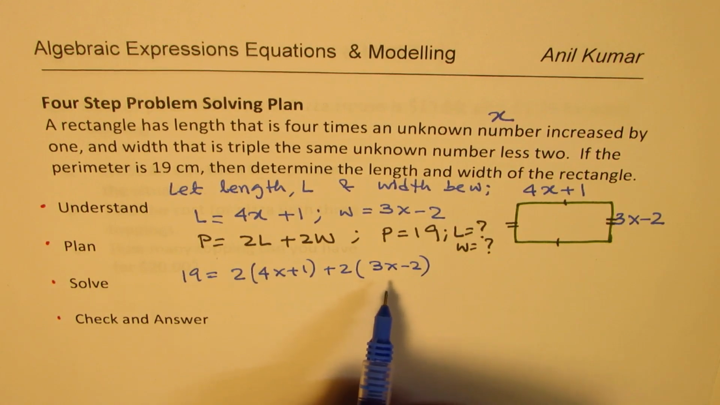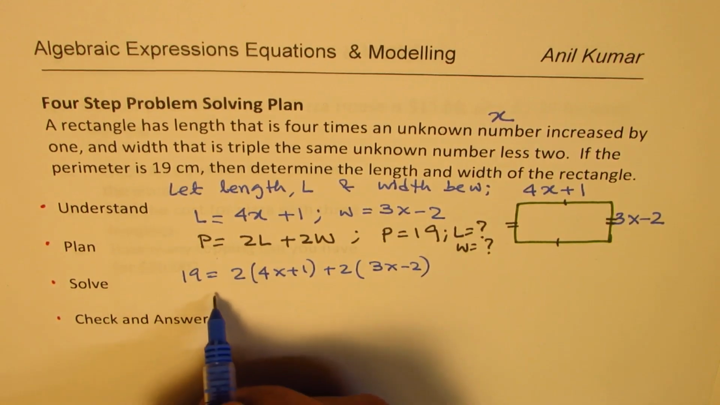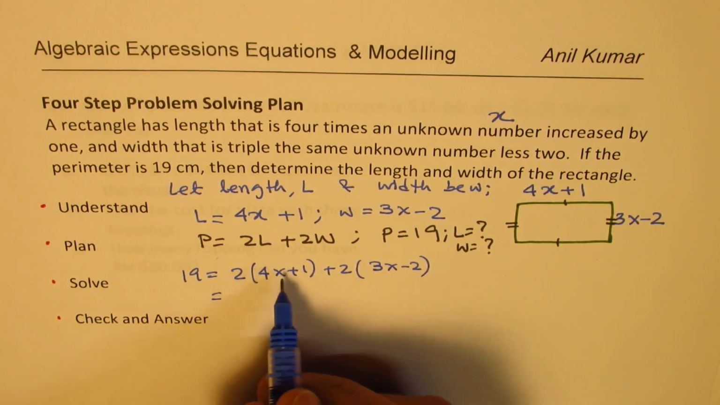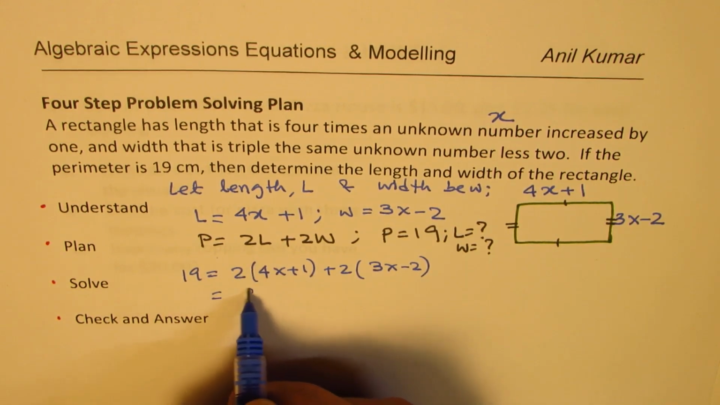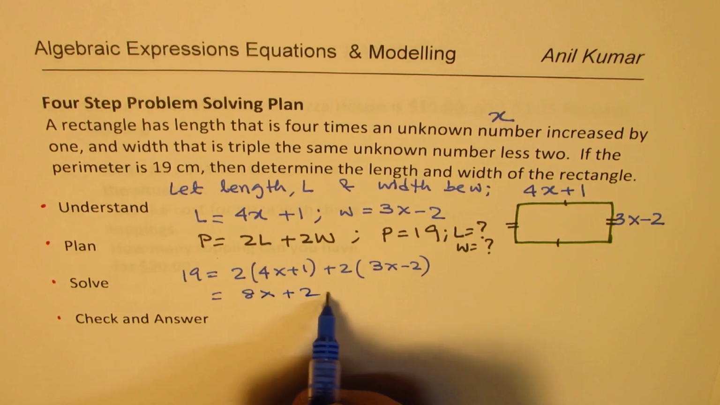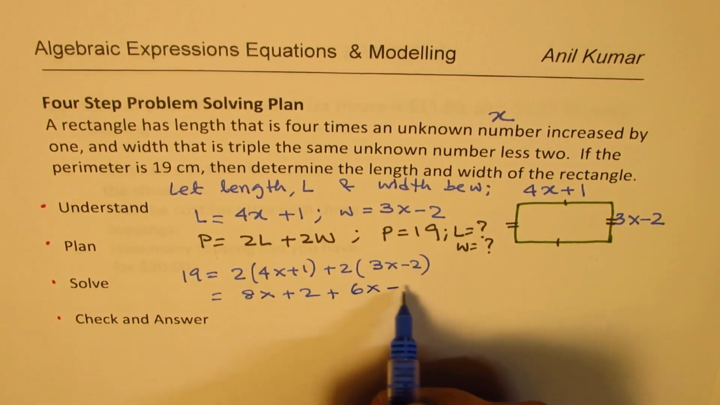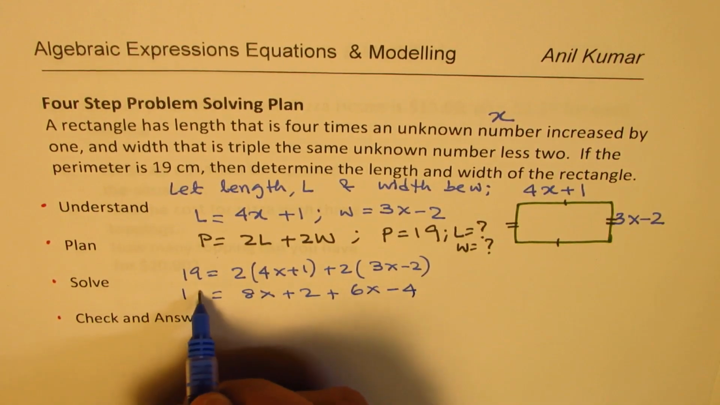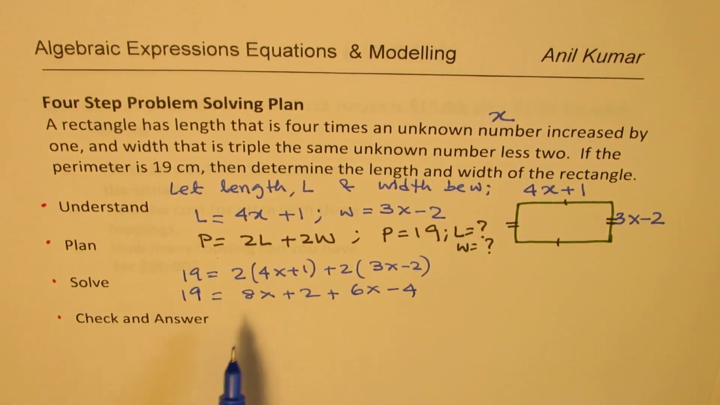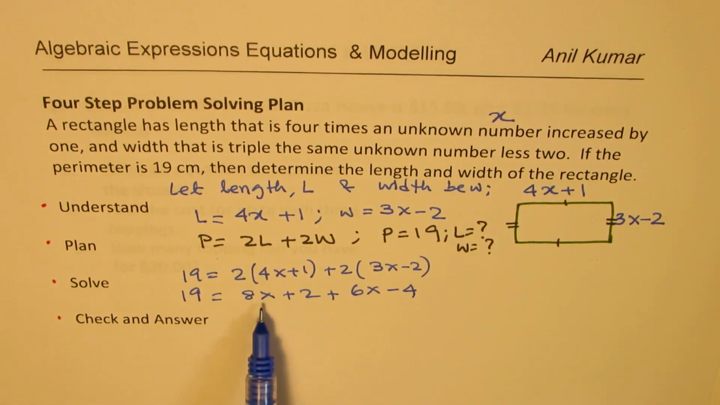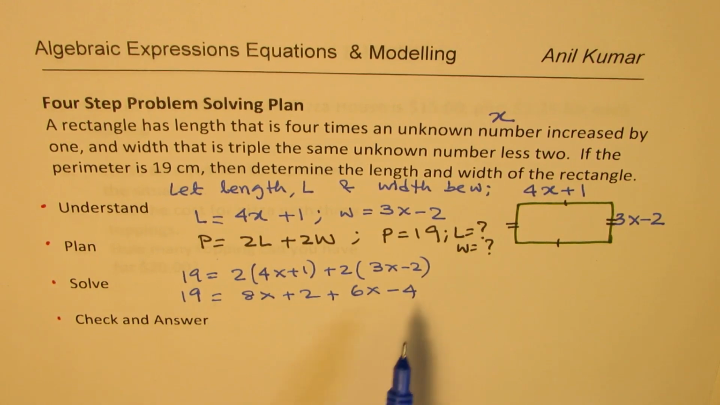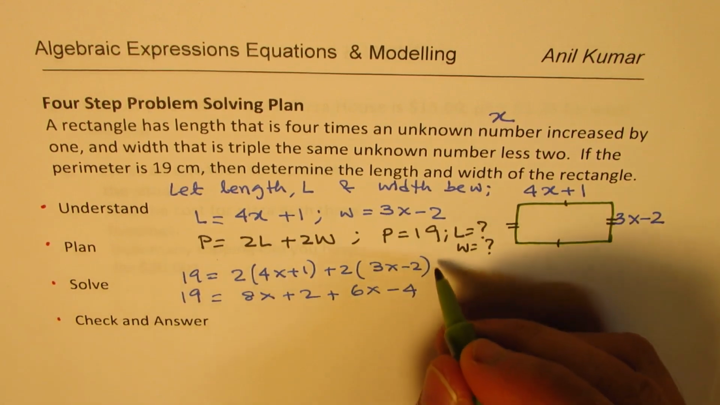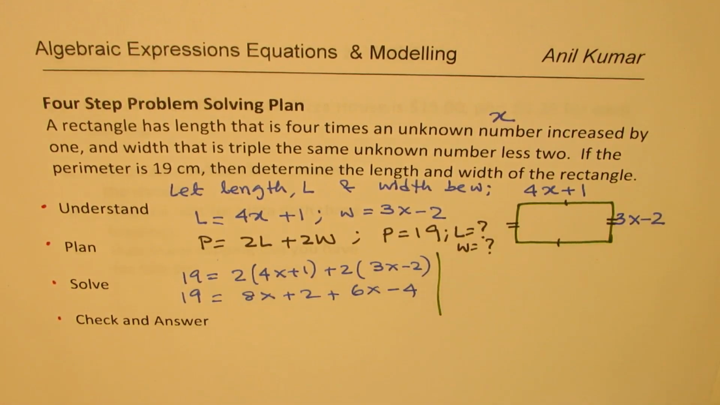Now we have an expression which needs to be solved. So we are going to simplify this by applying the distributive property. So we'll multiply by 2 both these terms. We get 8x plus 2 plus 6x minus 4 is equal to 19. Since we need to solve for x, we'll combine the x terms, like terms, and take the numbers on the other side, right? We'll use this space for writing the conclusion.